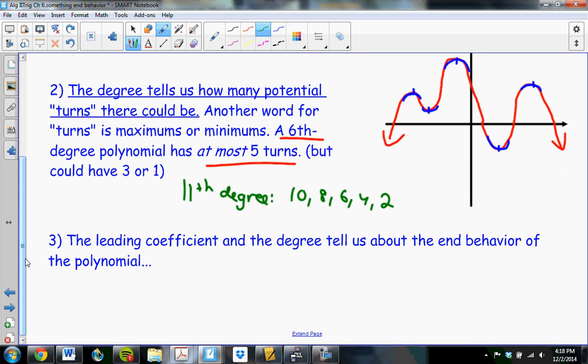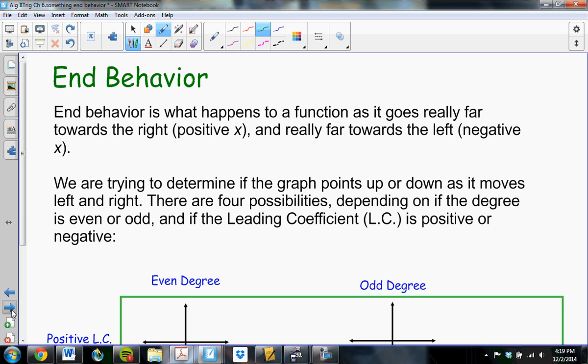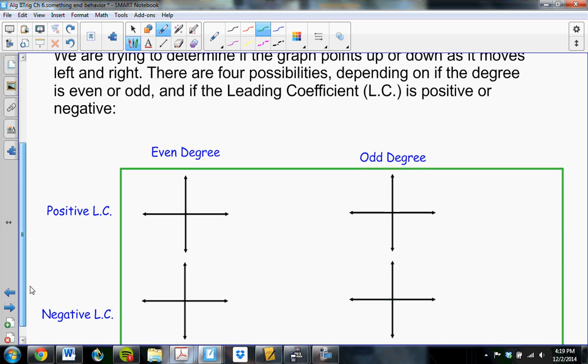Finally, the leading coefficient and the degree tell us about the end behavior of a polynomial. What end behavior means is what's happening to these arrows. We don't worry about the stuff in between, but we want to see if the graph points up or points down as we go left and right. We'll talk about that for the remainder of our time together. End behavior is what happens to a function as it goes really far towards the right, which is the positive x values, and really far towards the left, which is the negative x values. We are trying to determine if the graph points up or down as it moves left or right. That's basically the game here.